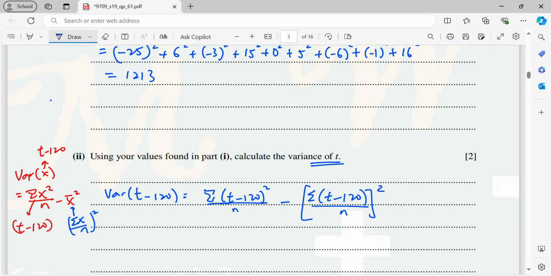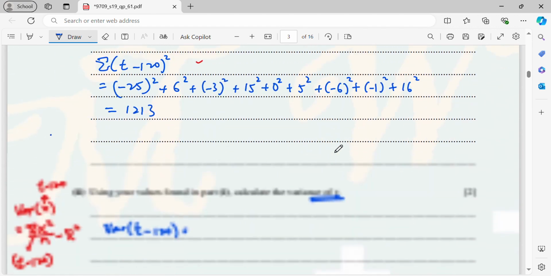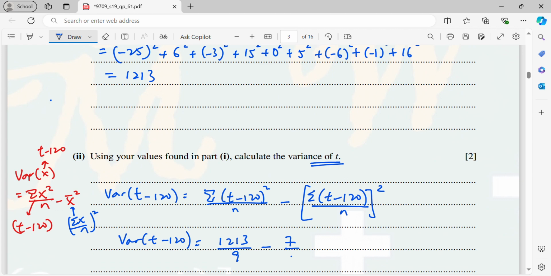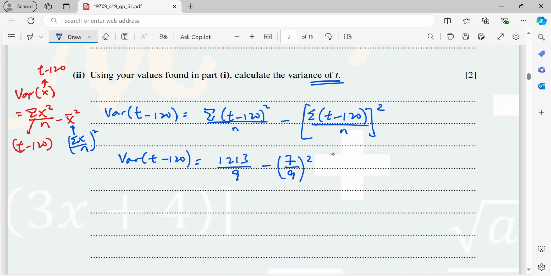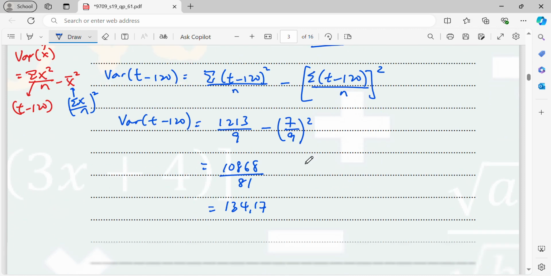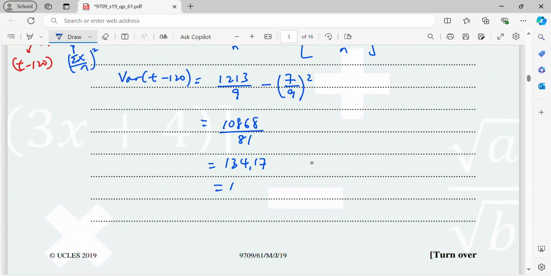This is a formula. So variance of t minus 120, that is going to be 1213 over 9 minus the summation is 7, so 7 over 9, you square it. Then this is going to be 10868 over 81. And this is going to be 134.17. So if I round up to 3 significant figures, that is 134.